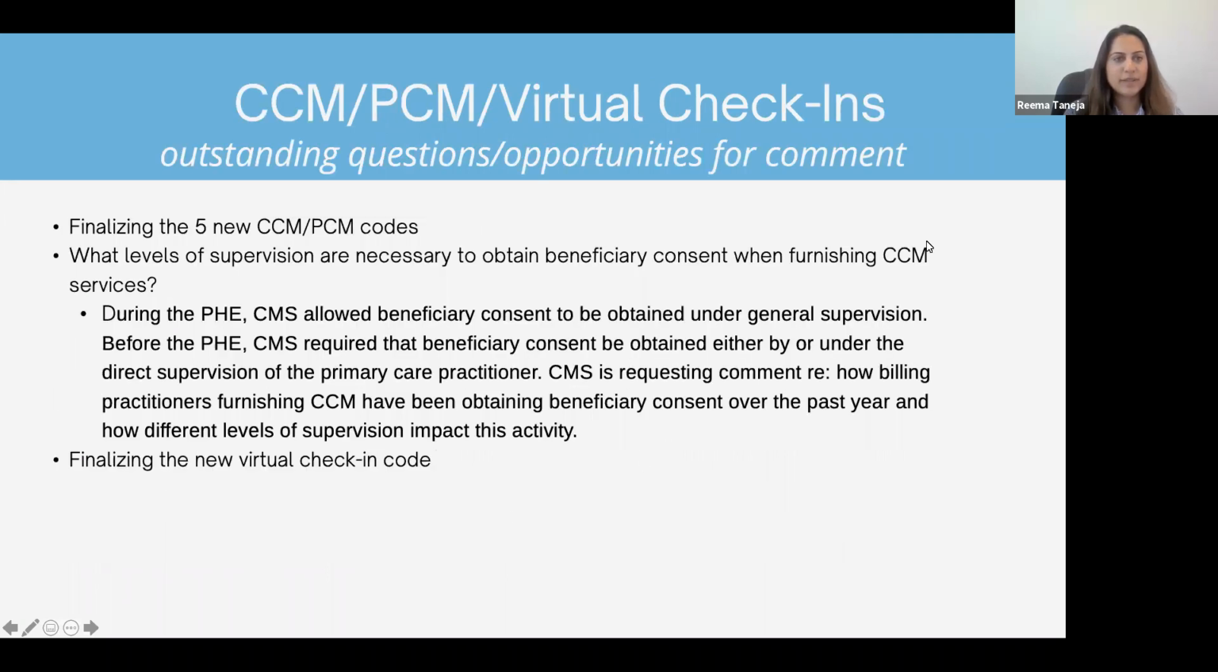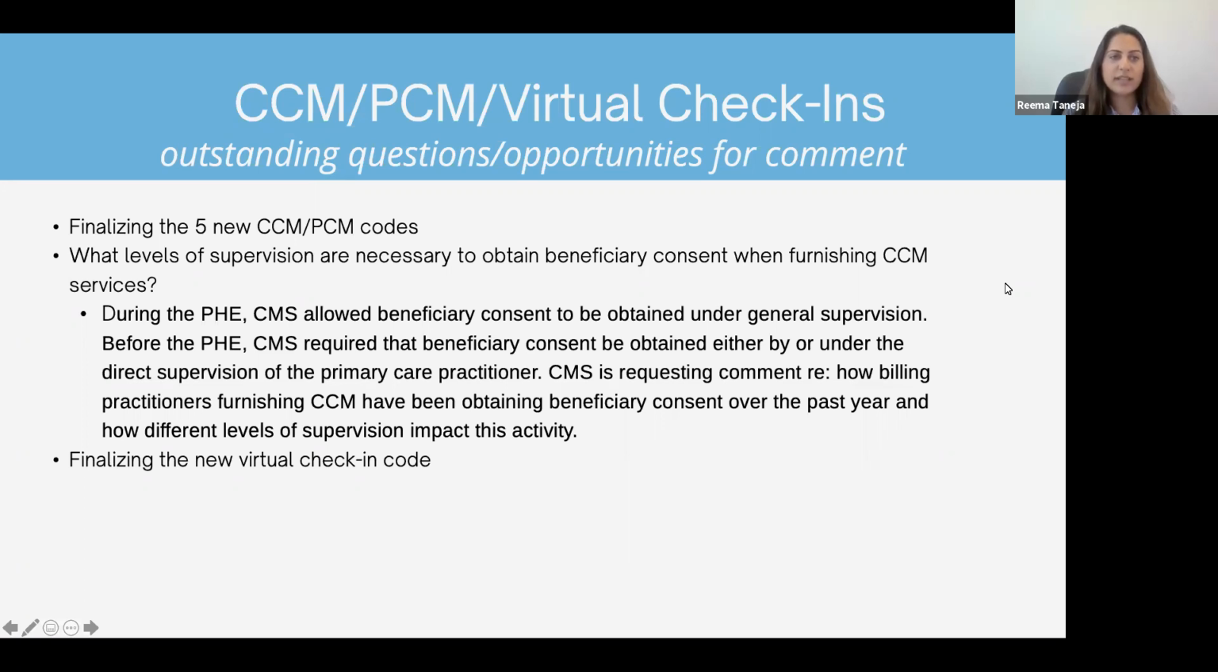All right, so obviously the new PCM, CCM, and virtual check-in codes are ones that we'd like to see finalized. There's also one additional opportunity for comment that CMS has posed. They mentioned that during the PHE, they allowed consent to be obtained under general supervision, whereas otherwise it could only be obtained under direct supervision.